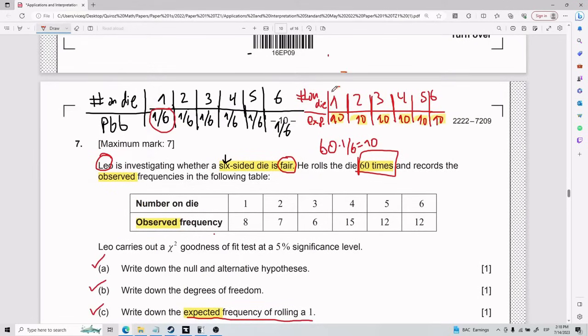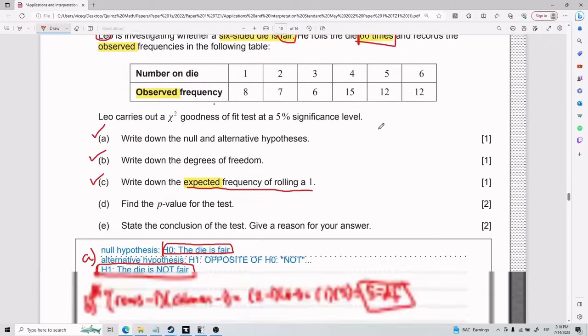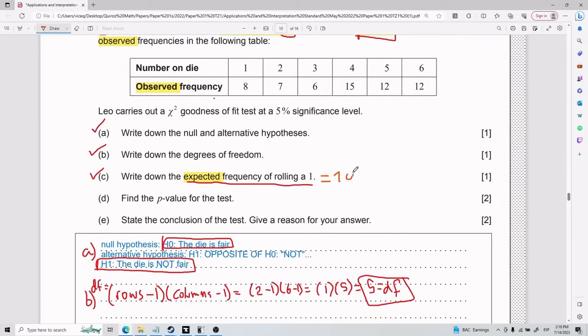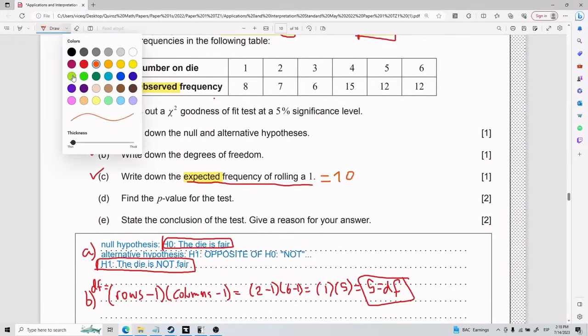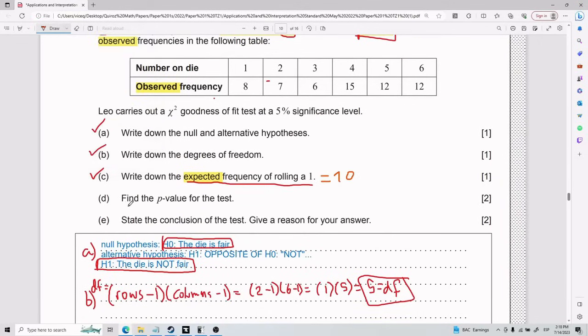I guess my answer is over here, ¿cierto? It's going to be 10. Now we get to the juicy part. Now we get to the part where we say find the p-value for the test. Now we have to do the hardcore stuff. All right, so which test? I know it might sound kind of obvious, but which test?